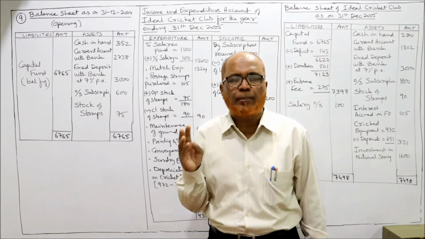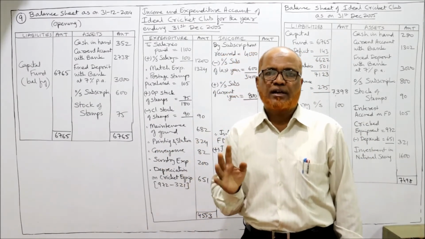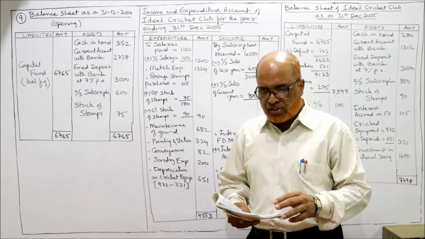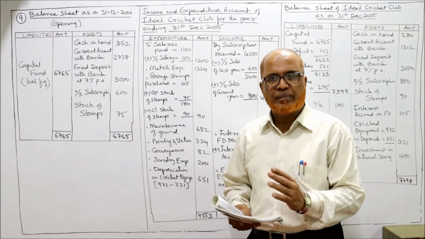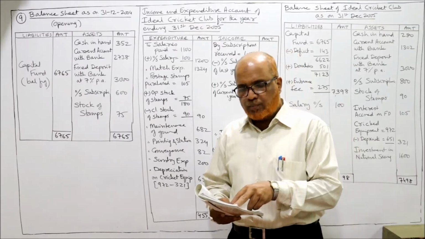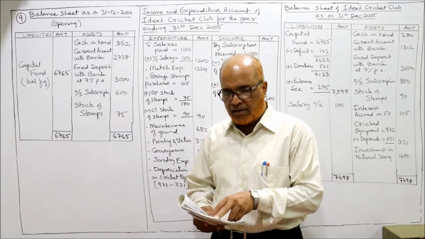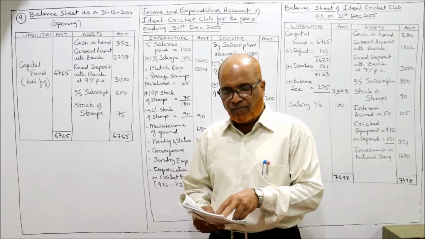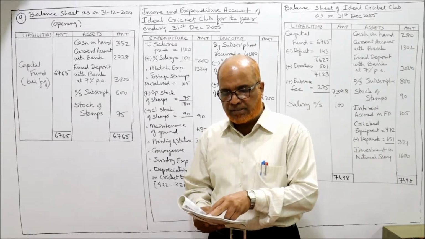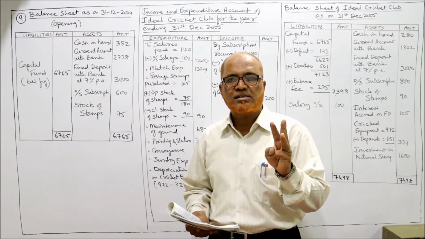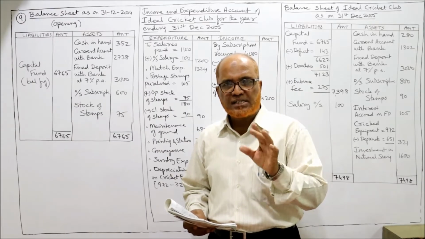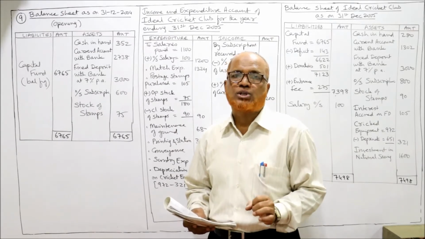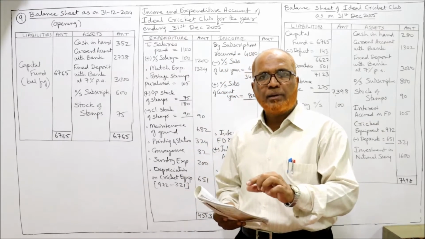Exactly similar, we have to make the income and expenditure account and balance sheet for the year ended 31st December 2005. Now receipts and payments account is given. First of all, opening balance, debit side receipts and payments account, debit side opening cash balance. To balance on 1/1/2005, beginning of the year, cash in hand 352, current account with bank 3728, fixed deposit with bank at 7% per annum 3000. So three balances are given. Opening balances are three. The first is cash in hand, second balance in current account, and third one balance in fixed deposit account, FD account.